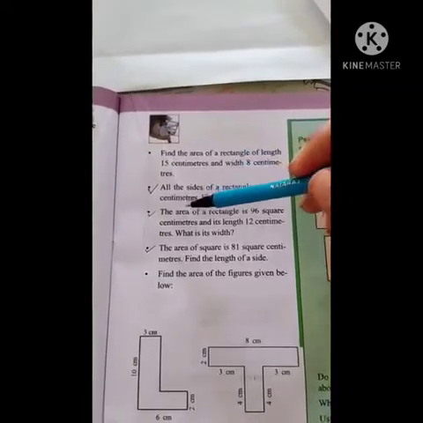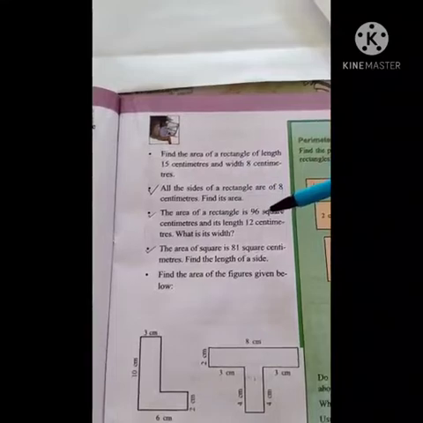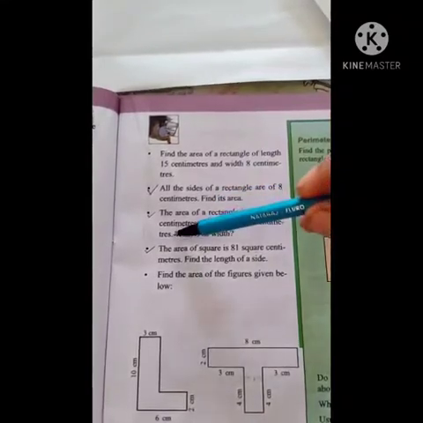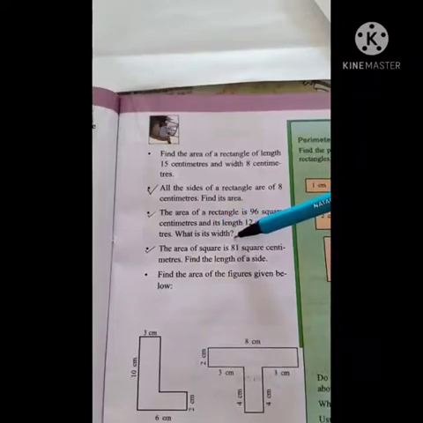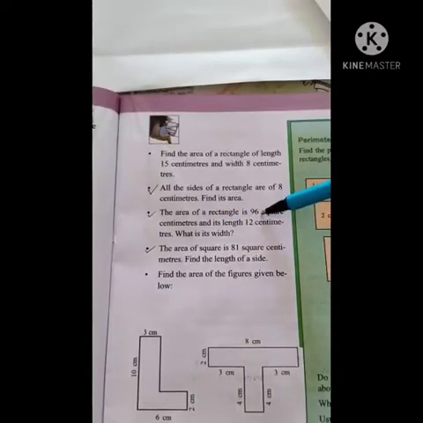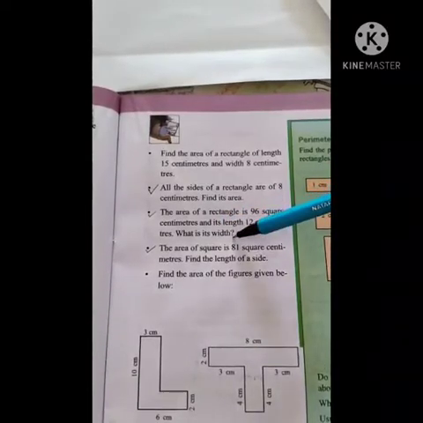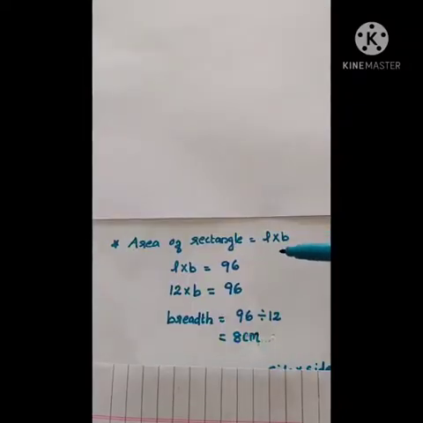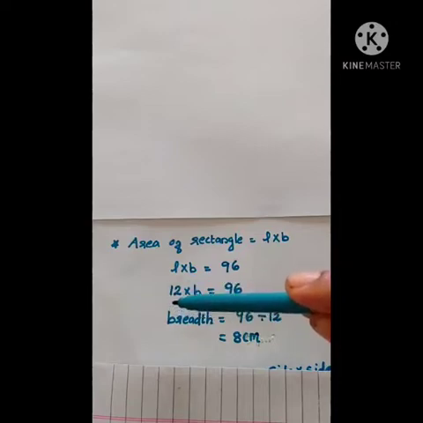The next question, the area of a rectangle is 96 square centimeters and its length is 12 centimeters. What is its width? Here area is given, length is given. We have to find out the width. The area of the rectangle equals length into breadth. Here area is given, that is length into breadth equal to 96. Here length is 12, that is 12 into breadth is equal to 96.